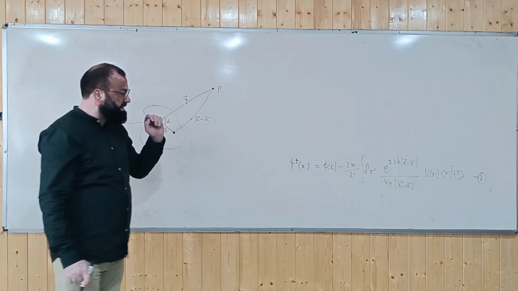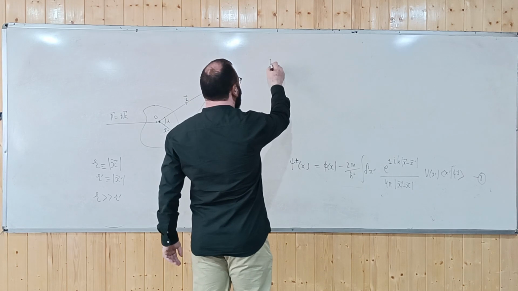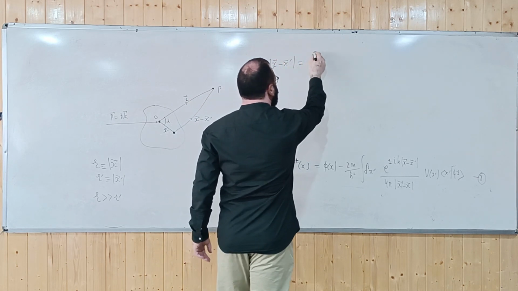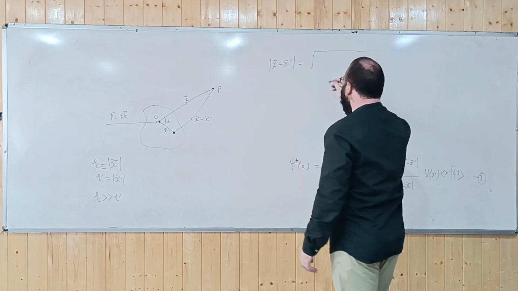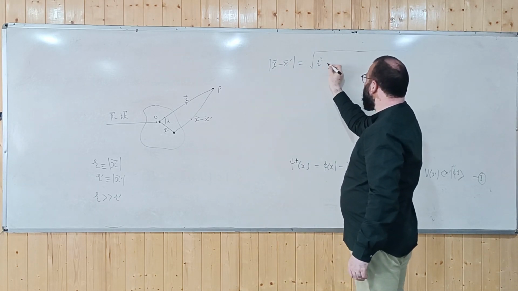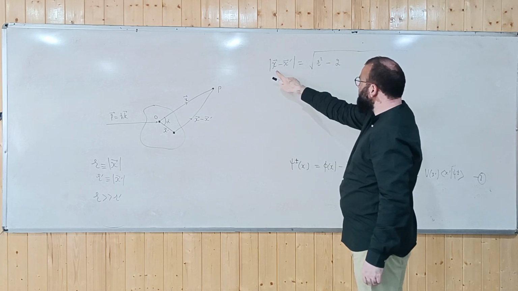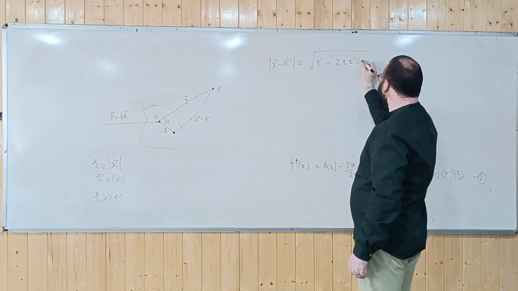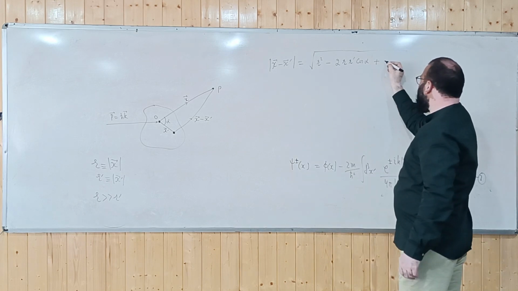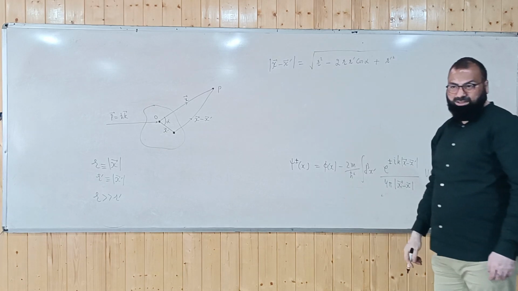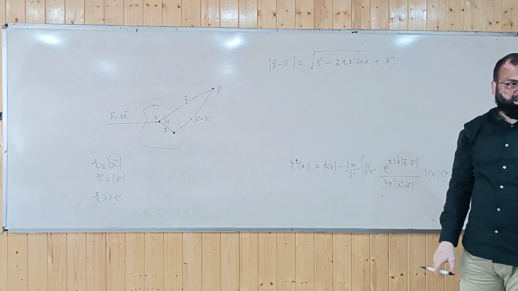So now let's expand x minus x prime. I can write the magnitude of x minus x prime squared as r squared minus twice r r prime cosine of alpha plus r prime squared. Just the cosine angle formula.